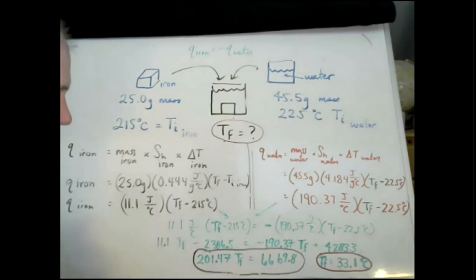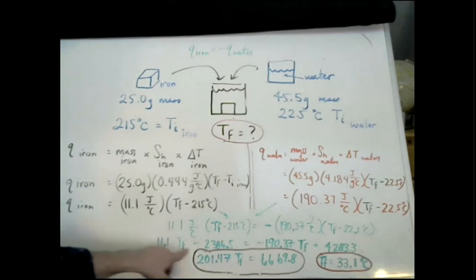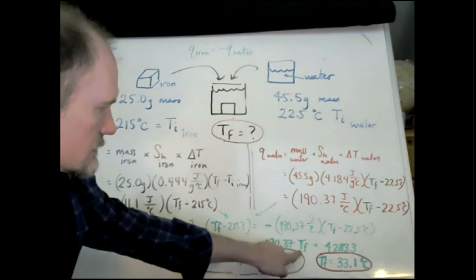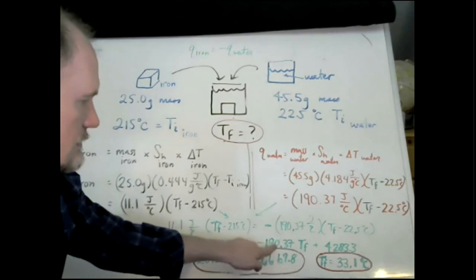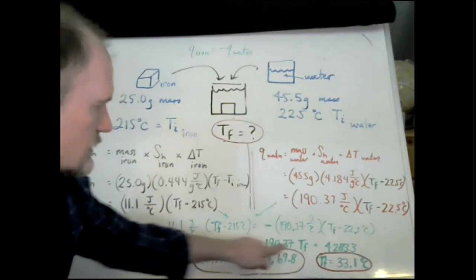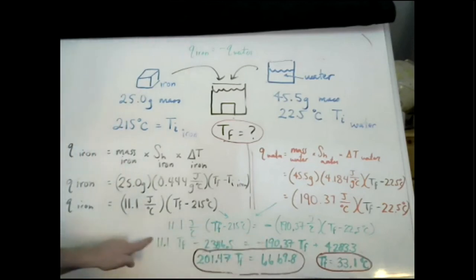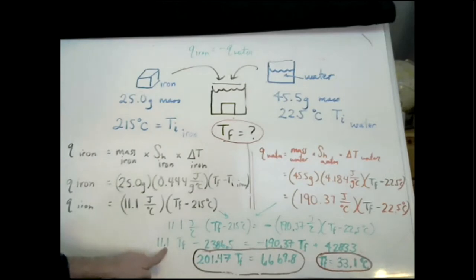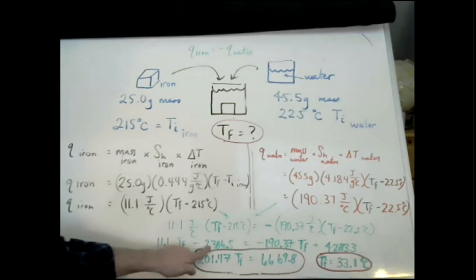So now what do I do? Well, it's just continuing my algebra. I want to get T final alone by itself. So first of all, I'm going to add 190.37 T finals to both sides. When I add it to this side, this term goes away. When I add it to this side, I get 201.47 T finals, right? And then I need to add this value, 2386.5, to both sides.